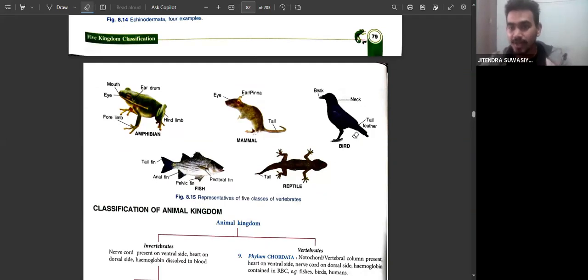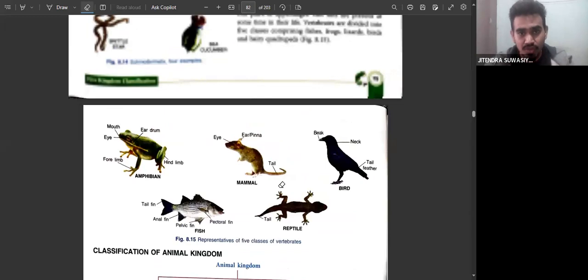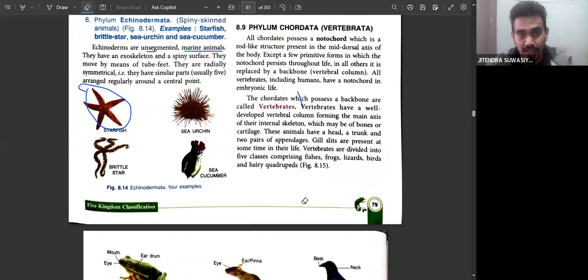So birds lay eggs. After the eggs, they will hatch, and then they continue their life. So that is a bird. Then fish are aquatic animals, they have a tail fin. So these are all examples of vertebrata, and they all come in the chordata.